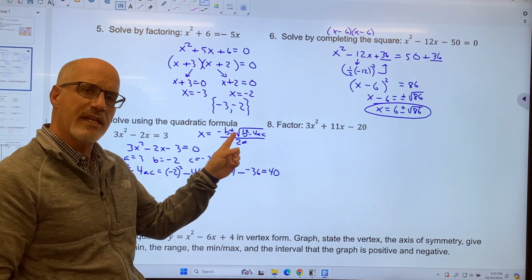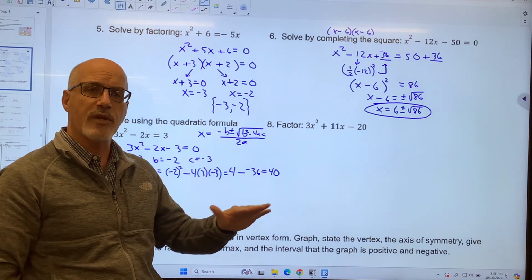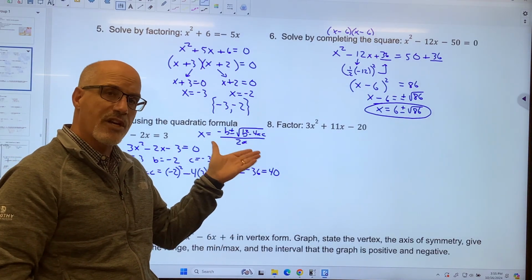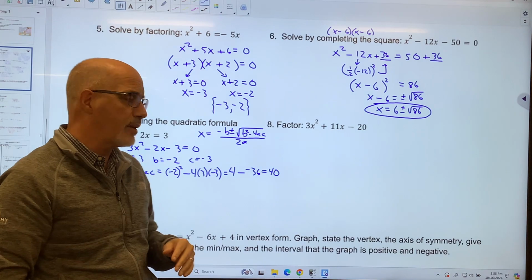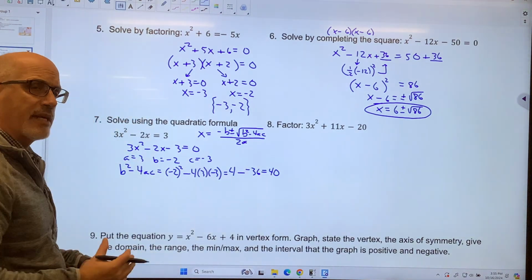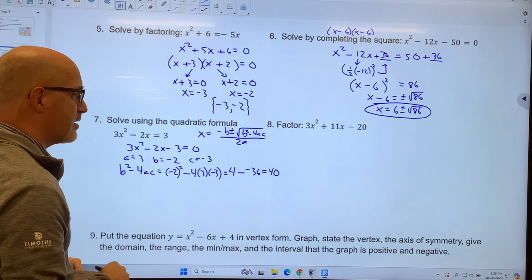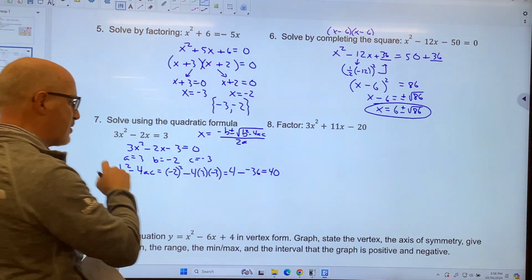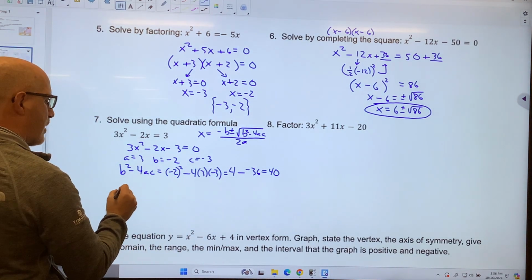If it had turned out to be a negative, we'd have non-real answers. They would be imaginary, have an imaginary part to it. This tells us that this is going to be a real number. It ends up being irrational numbers because it's not a perfect square. Now let's go ahead and put that into the quadratic formula.